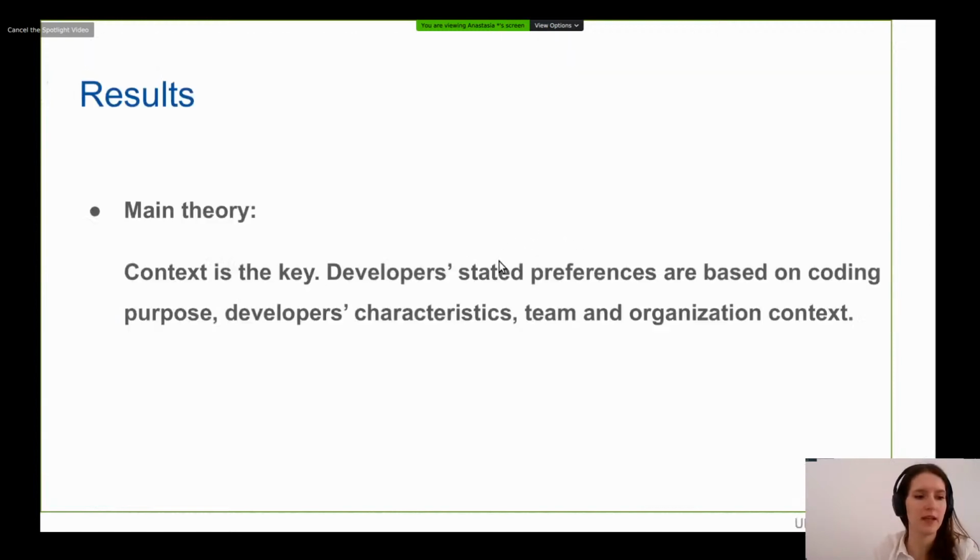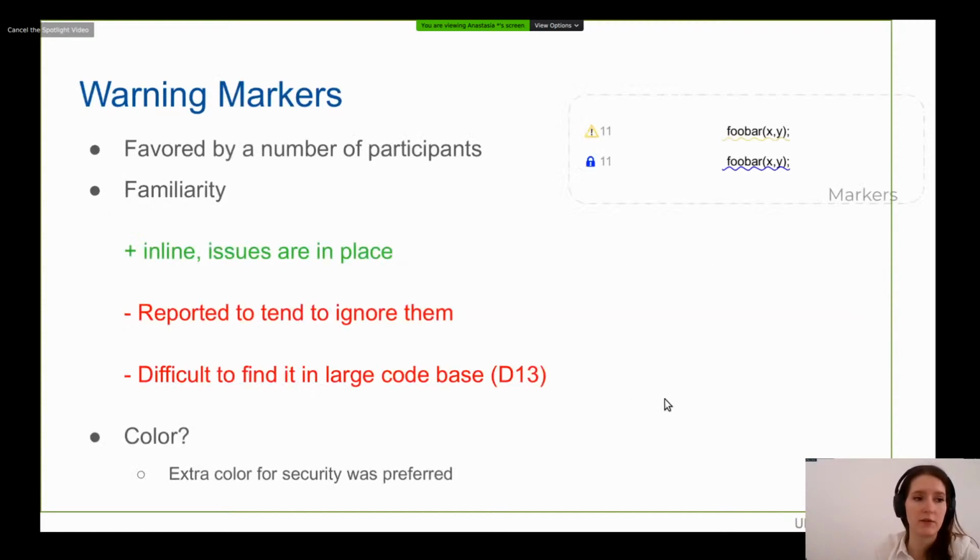And now let's discuss our results. Our theory, grounded in our data, suggests that context is the key. Developers' stated preferences are based on coding purpose, developers' characteristics, and team and organization context. And we found that customizability for security warnings can be a desired feature.